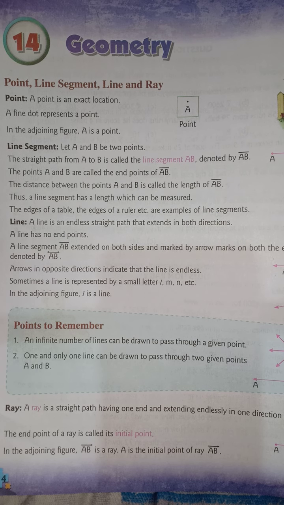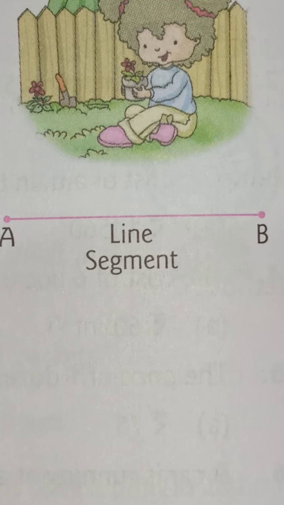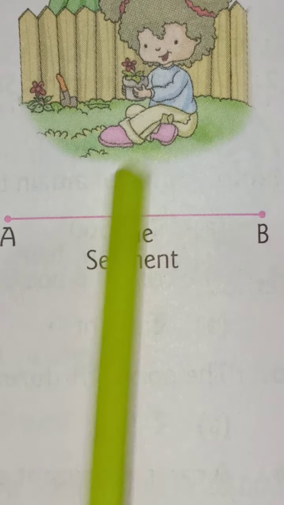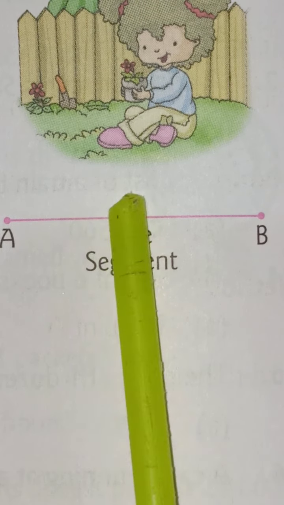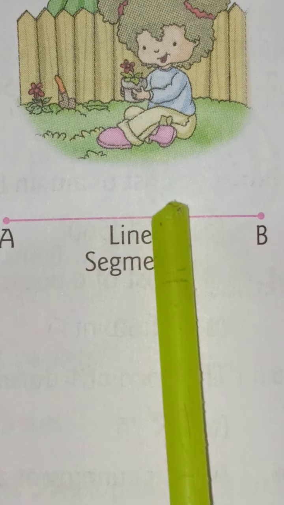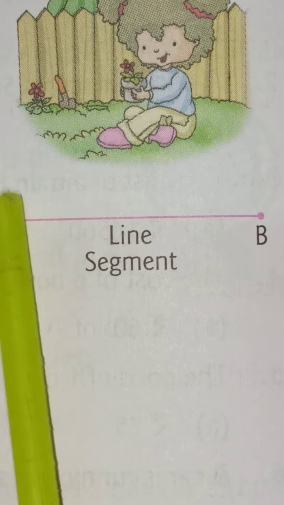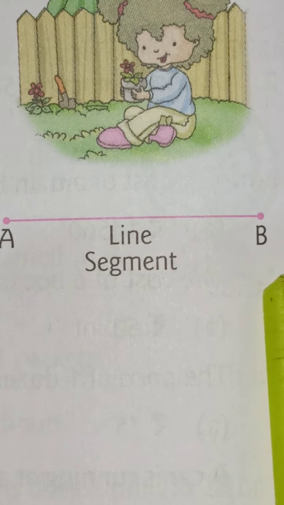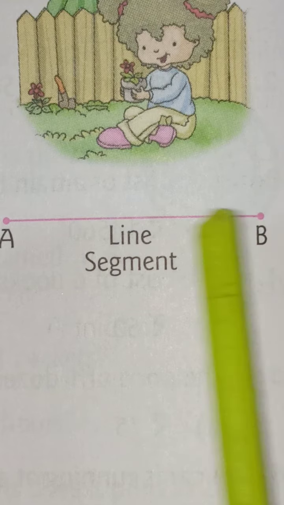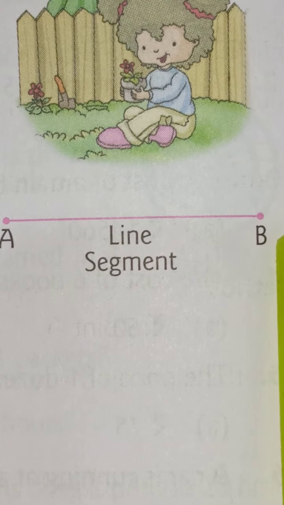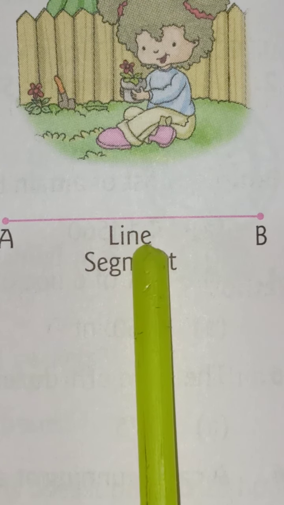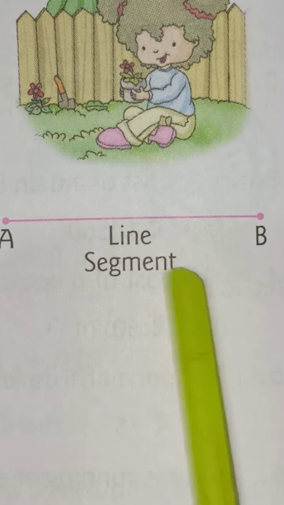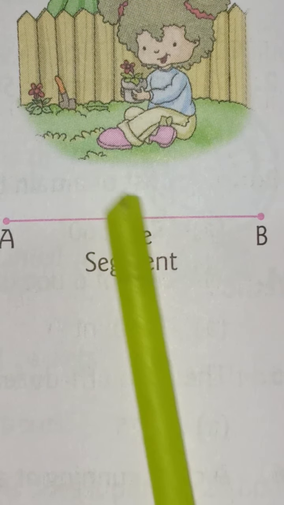Then line segment. What is a line segment? Look here. This one is a line segment. The straight path from A to B is called a line segment, denoted by AB. The points A and B are called the endpoints of AB. The distance between the points A and B is called the length of AB. Thus the line segment has a length which can be measured. The edge of a table, the edge of a ruler, etc. are examples of the line segment.